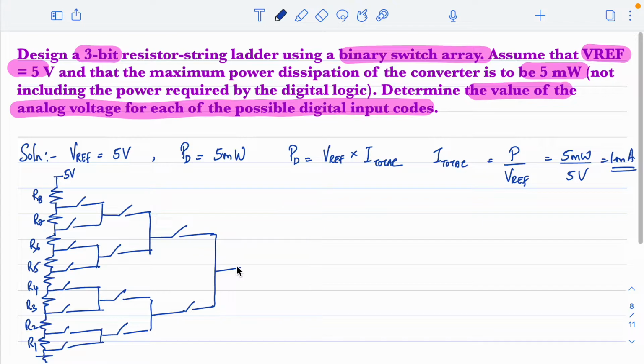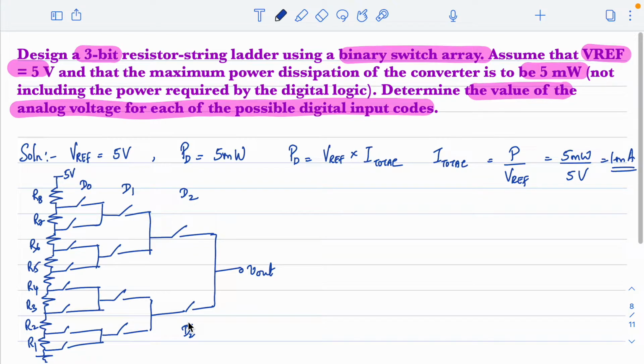This is how the circuit looks, and we discussed this the other day as well. Here, all the controls will be D0, this will be D1, and this control will be D2, right? So this is D2, this is D2. I am not drawing the complete details.